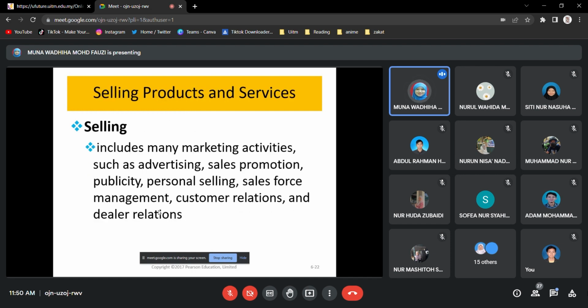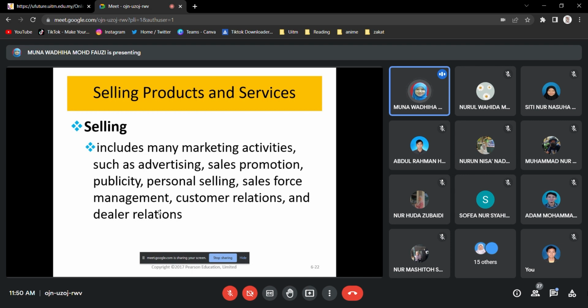And then selling may include marketing activities such as advertising, sales promotion, publicity, personal selling, sales force management, customer relationship, and dealer relations. So it's all about the selling process, right? The selling process means that the marketer may be involved in all the activities in order to sell their products and services in the marketplace.